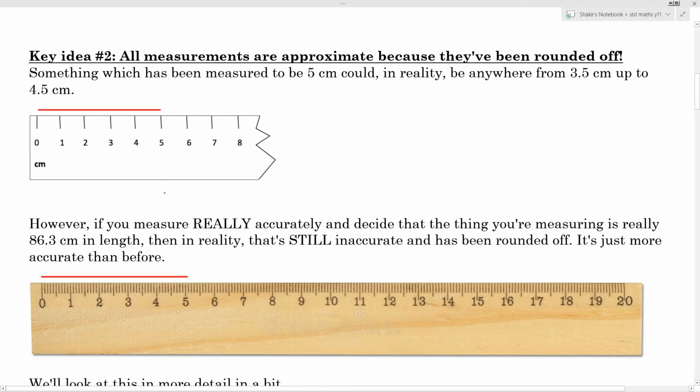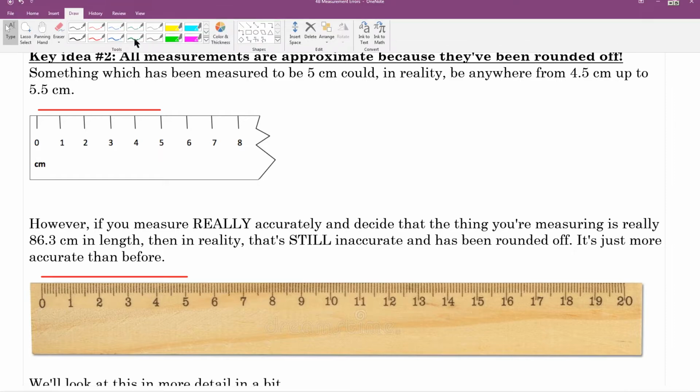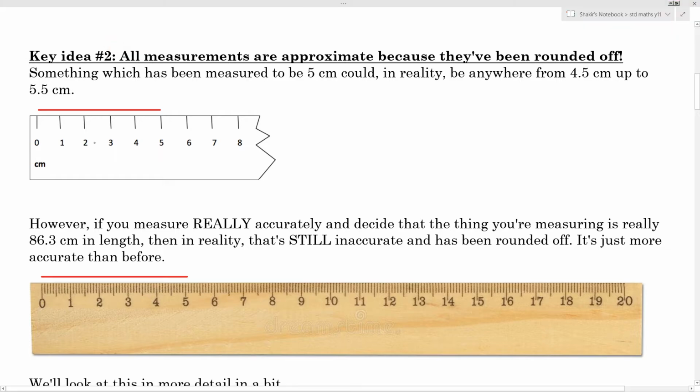All measurements are approximate because they've been rounded off. Something which has been measured to be 5 centimeters could in reality be anywhere from 4.5 to 5.5. Sorry, that's a mistake on my part. It should have been 4.5 up to 5.5. And you can see, if you look at this red line that I've drawn, it looks like it's roughly 5 centimeters, but the question you need to ask yourself is, does the red line go perfectly to 5? Does the red line start perfectly at 0? And that's why it's an approximation.